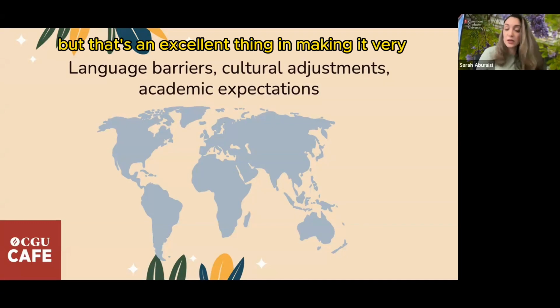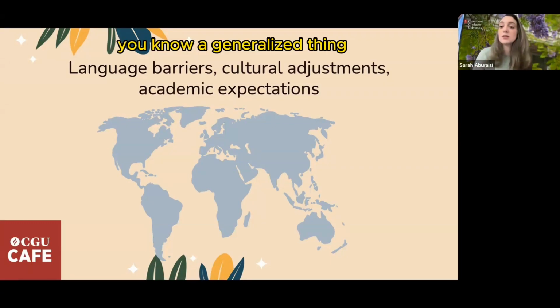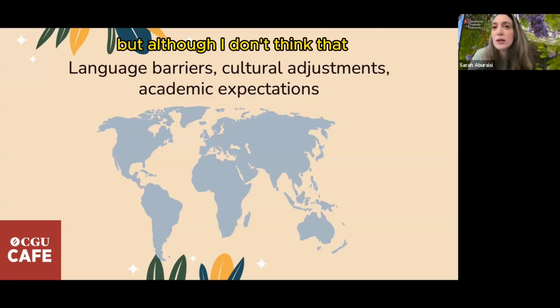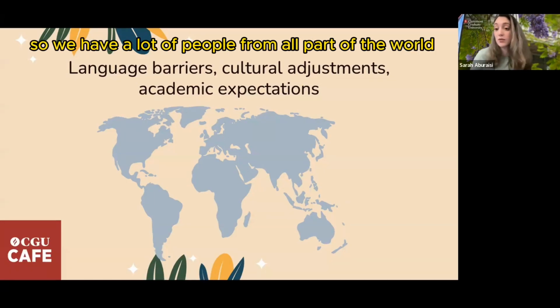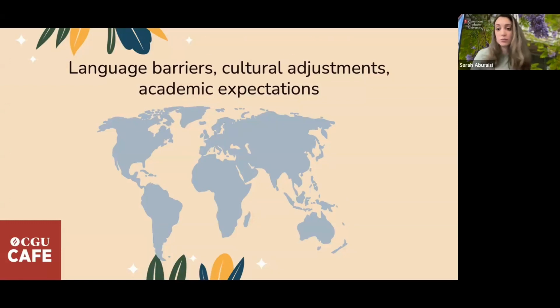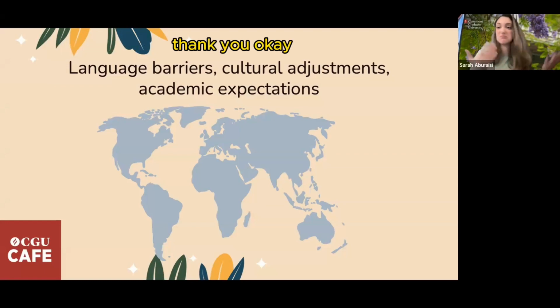But that's an excellent thing, making it very general, a generalized thing. Although I don't think that international students will feel that they're singled out. I think they'll feel special. We have a lot of people from all parts of the world. We're here to learn from each other. Please stop me at any time if I'm saying something that's very Californian.